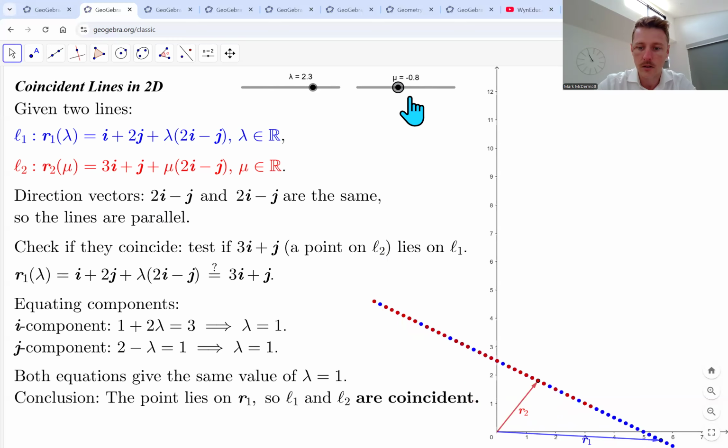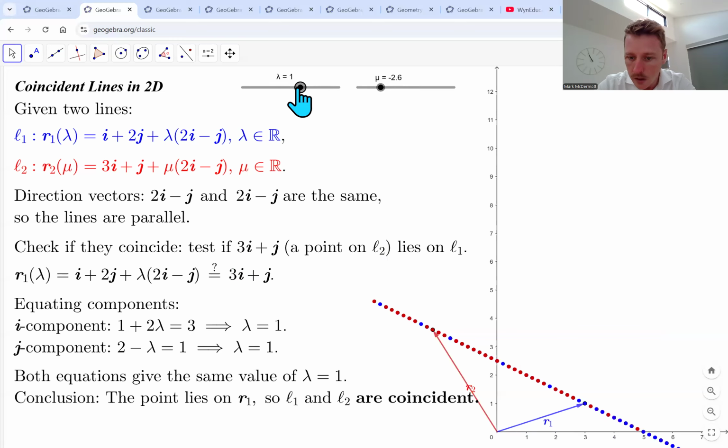Okay. And maybe just to really drive home the fact, we knew that the point we were interested in was 3i plus j, so that's going to be the coordinate 3, 1. So 3, 1 would be there, I think. Let me get that right. Yeah, so we can see this black dot here is at the point 3, 1 now, and we can see that both those lines obviously go through that point 3, 1. That's the point that we checked.